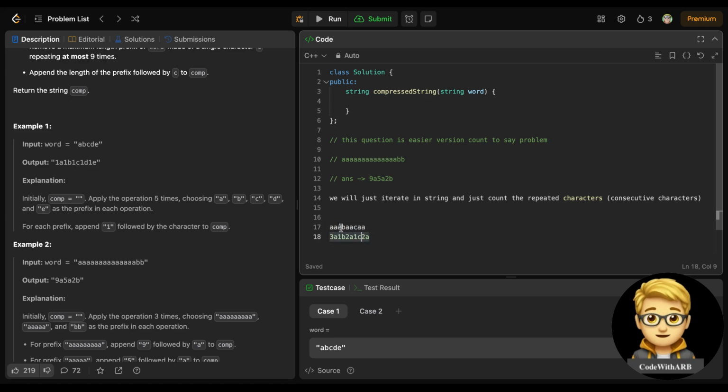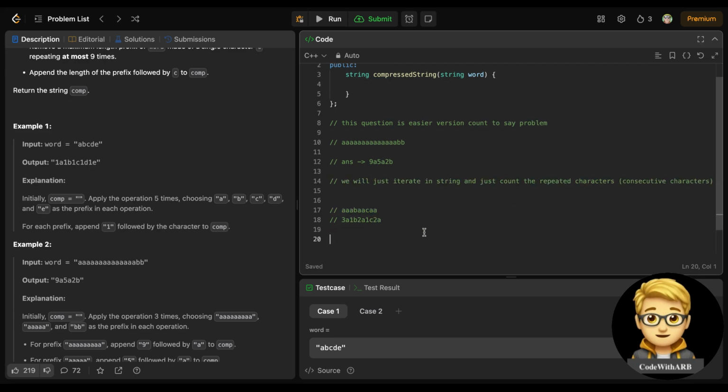If you tell something like this, that 3a is present, 1b is present, 2a is present, like this, you will tell. That's why it's an easier version of the count and say problem, right? Okay, so basically this is an easier version.